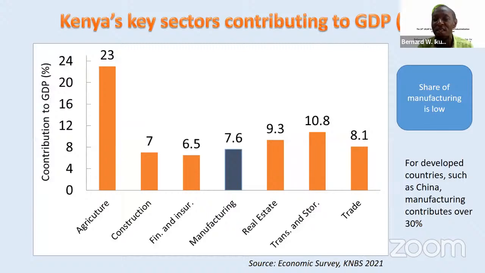So when you compare with others, for example, China normally is around 30%. Manufacturing contributes 30%, but in the year of the pandemic, it was about 25%. So this share is low, and that is the situation as it is.